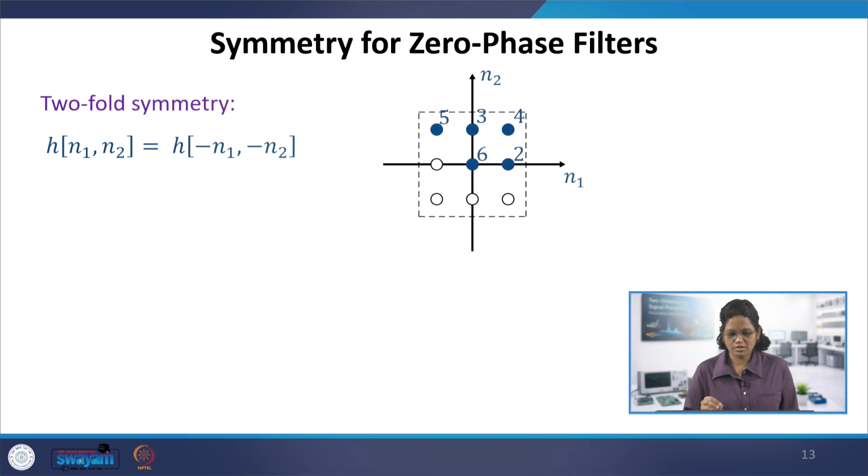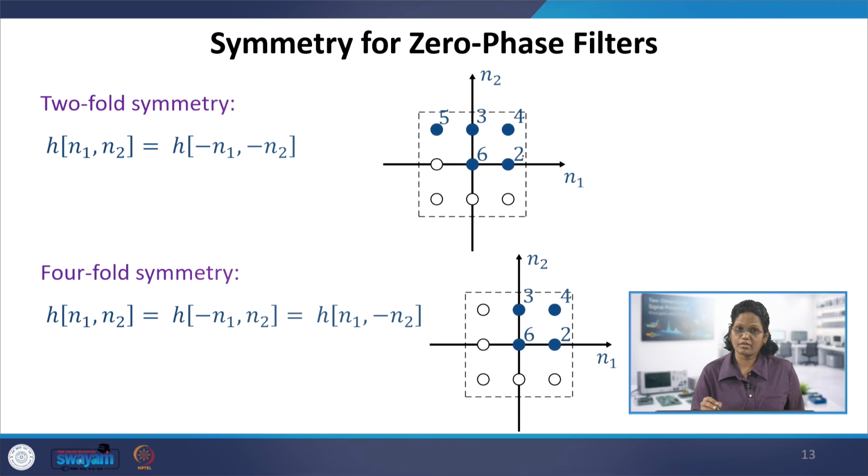For the twofold symmetry, as we said, h of n1 comma n2 is h of minus n1 comma minus n2. You can see these are the independent terms, and these independent terms will be reflected here. If you fold it this way or this way, these points will be equal here, and with respect to these points will be equal. So in the 3 by 3 case, you have 4 independent terms to be estimated in the filter design if it has twofold symmetry.